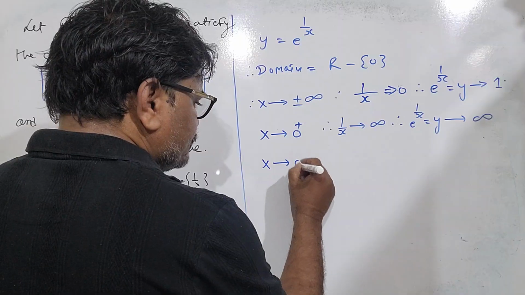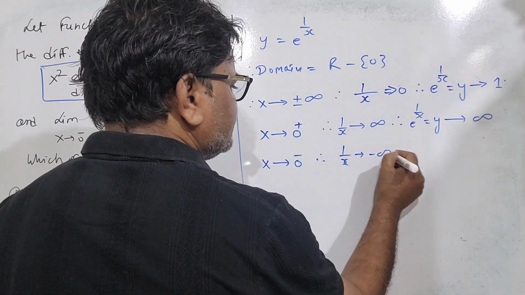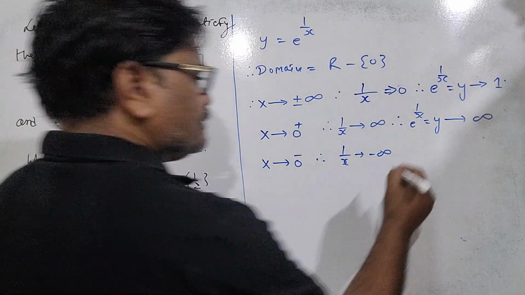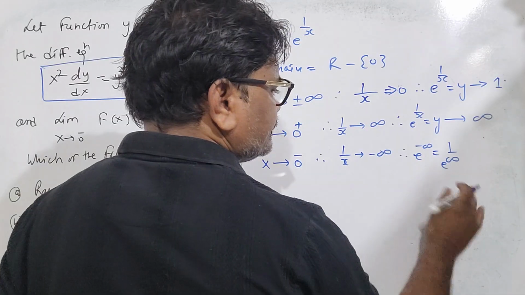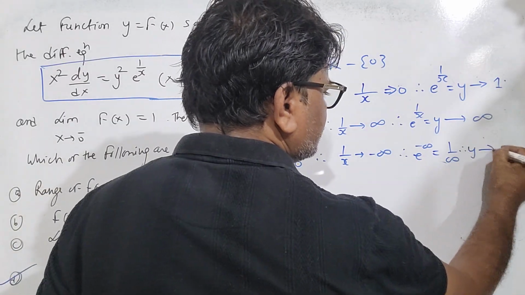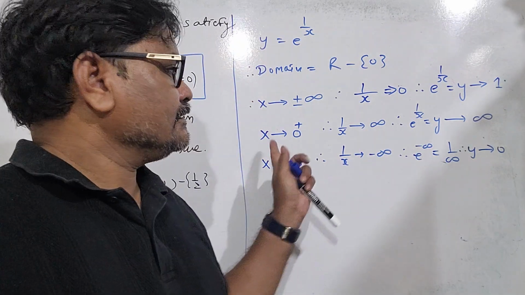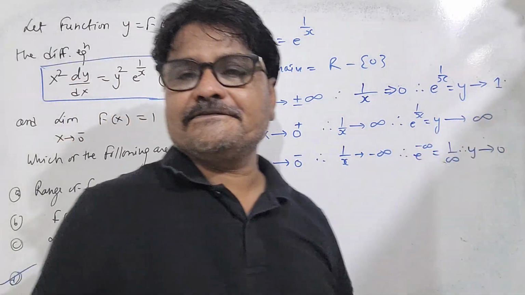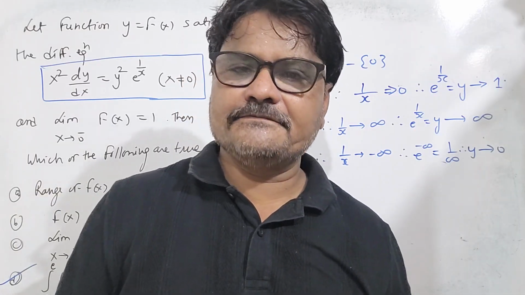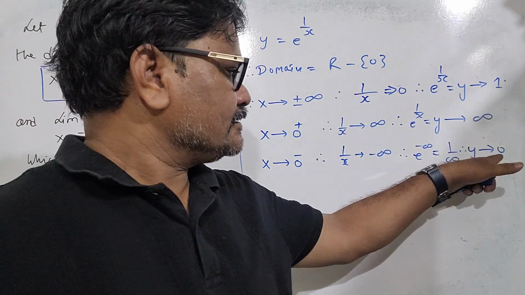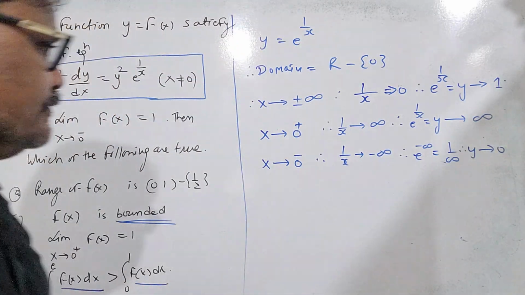Now what about when x is approaching towards 0 negative? Therefore 1 upon x is approaching towards minus infinity. Here minus infinity, we can say that. So therefore e to the power minus infinity, that is 1 upon e to the power infinity, that is 1 upon infinity, so y is approaching towards 0. So note down, e to the power 1 upon x is approaching towards infinity when x is approaching towards 0 positive, when we are approaching towards 0 from the right hand side, and e to the power 1 upon x is approaching towards 0 when we are approaching towards 0 from the left side of 0. So that is important.